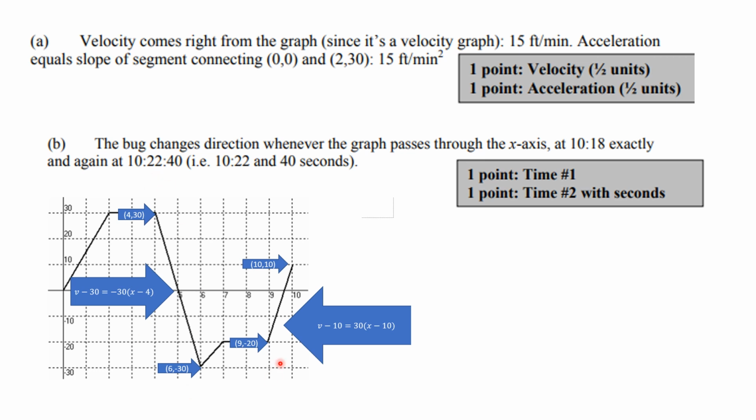Now, the other one was a little bit harder because we're going from this point, which is 9, minus 20, to this point that is 10, 10. And so that is a different line. It is v minus 10 is equal to 30 times x minus 10. And you set v equal to 0, and you solve this, and what you will get is 9 and 2/3, and 2/3 of a minute is 40 seconds, and if you add 9 to 10:13, you have 10:22 and 40 seconds. So that's why you have those answers. So those are the answers for A and B.